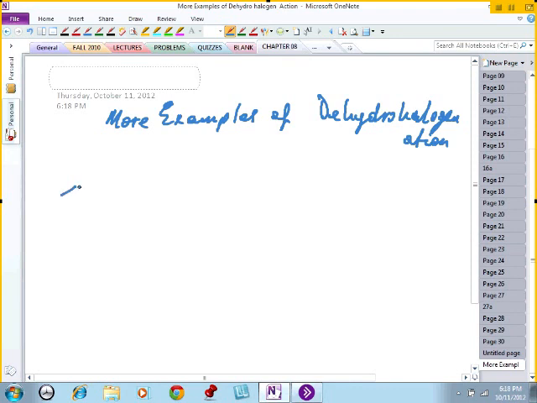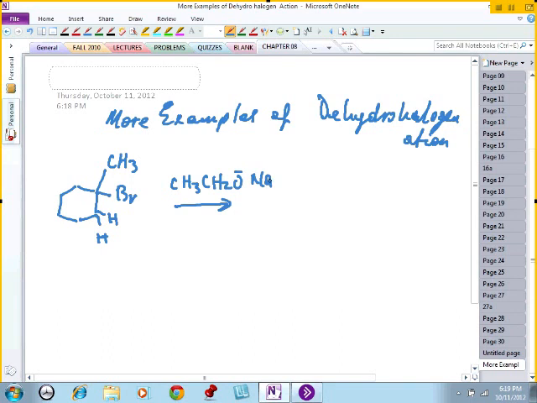Say, for example, if I have this here, notice that we have hydrogen here and hydrogen here. And I give you this reagent. Let us use the ethoxide, of course, in ethyl alcohol. Okay, what do you think the product will be? How many different types of product do you expect here?